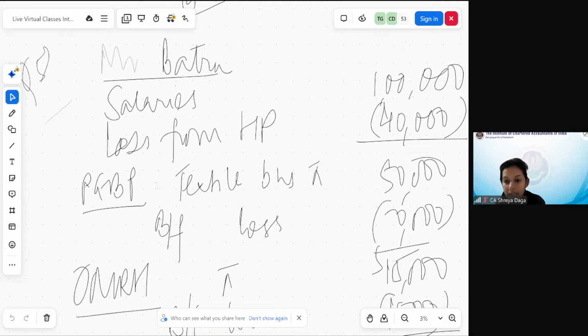Loss from gambling can be set off or carried forward? No, you cannot. Okay, it is covered in the casual income in my chart.